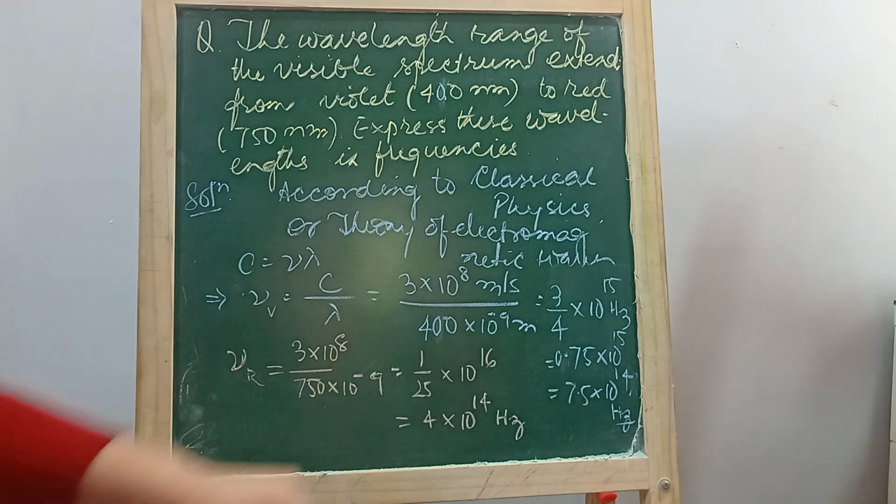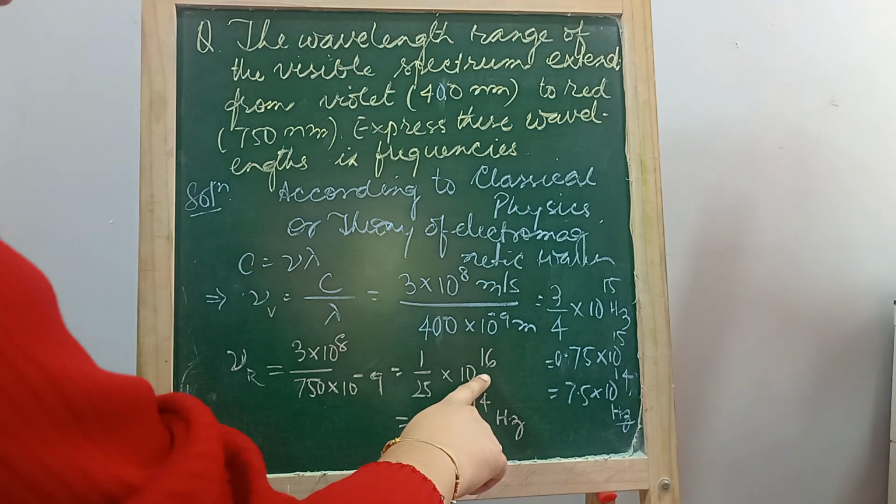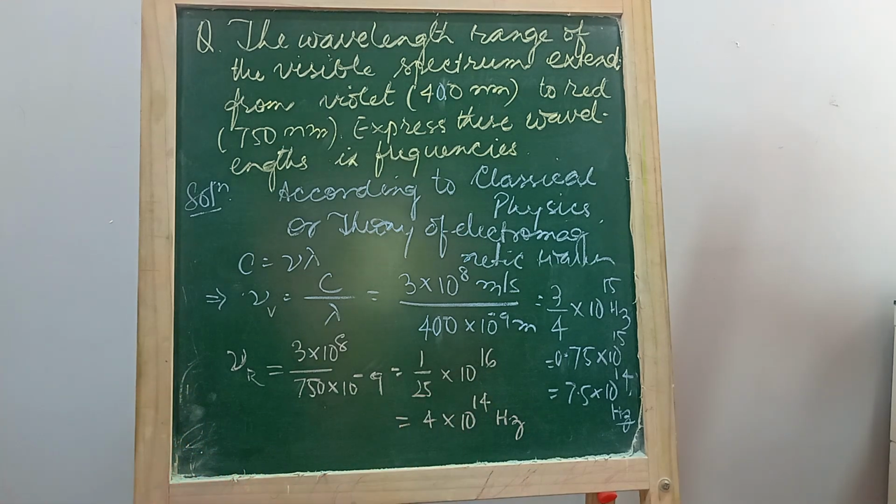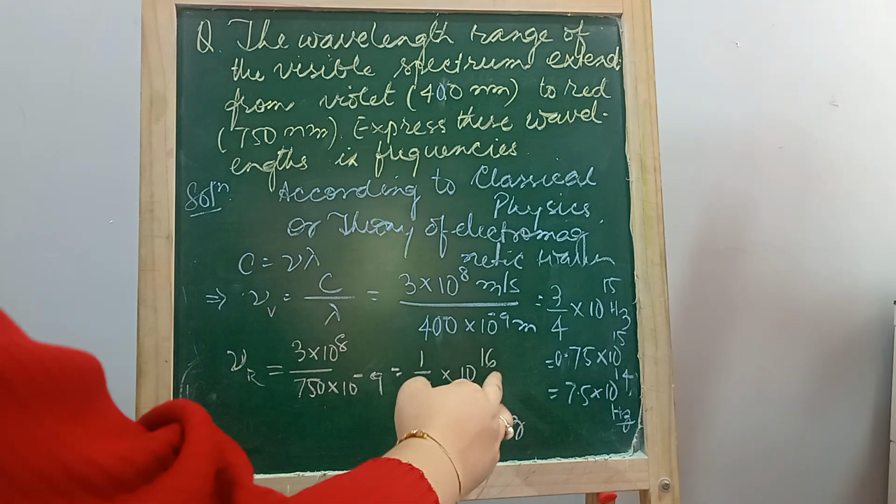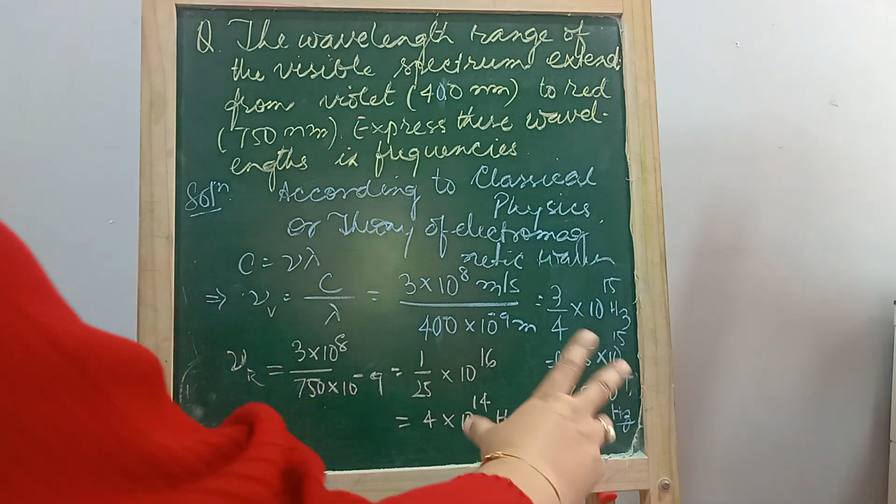3/75 is 1/25. You use two zeros from here, 100/25 is 4. It becomes 4 × 10¹⁴ hertz. For red, the frequency is 4 × 10¹⁴ hertz. So it's around 10¹⁴ hertz.